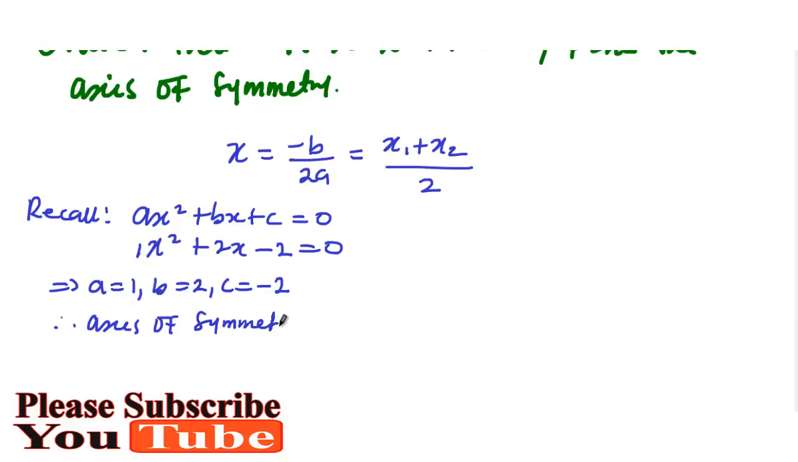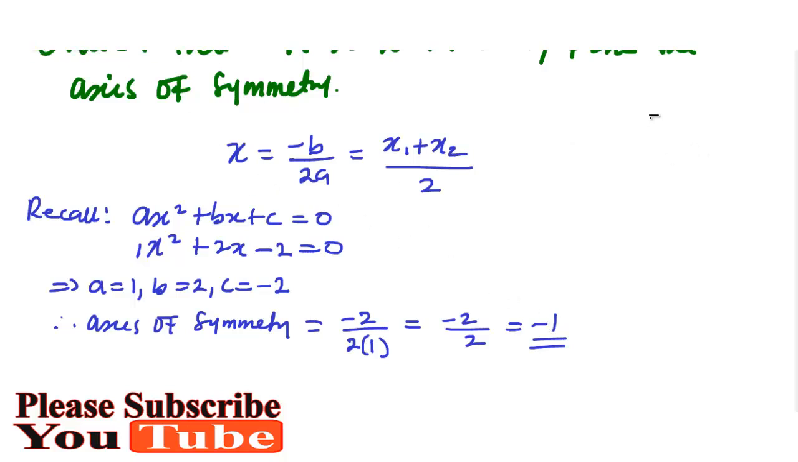So the axis of symmetry will now be minus b, that is minus 2, over 2 into bracket a, which is 1. So that gives us minus 2 over 2, and that will give us minus 1. So it implies that the quadratic curve curves upward or downward at x is equal to minus 1.